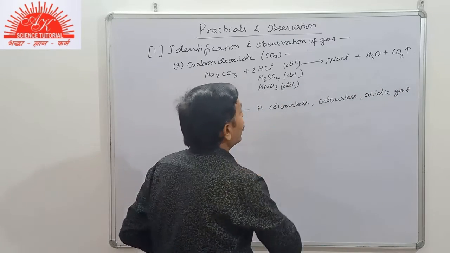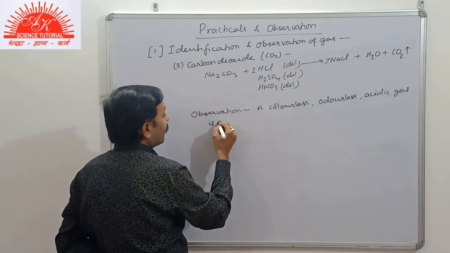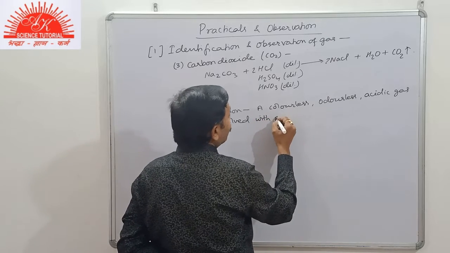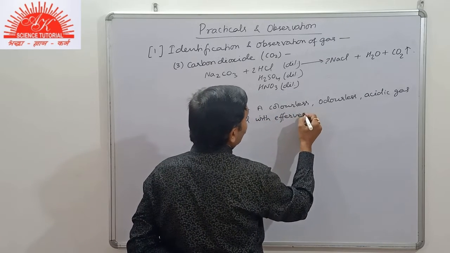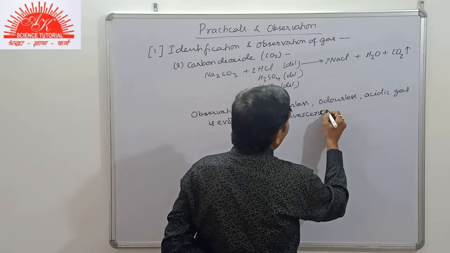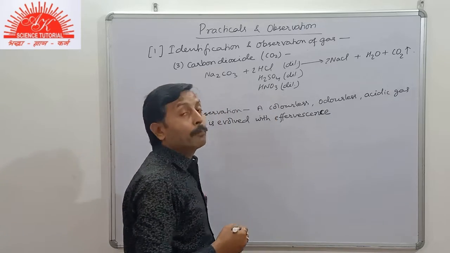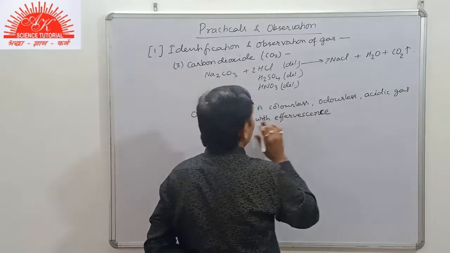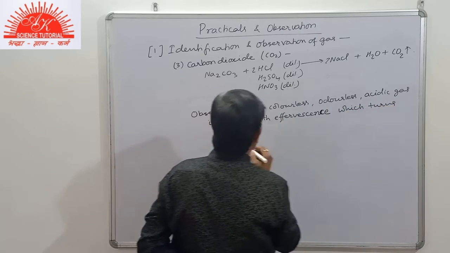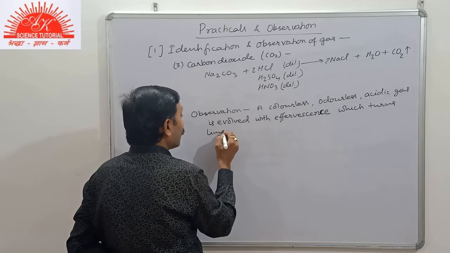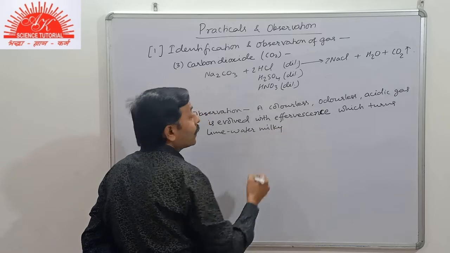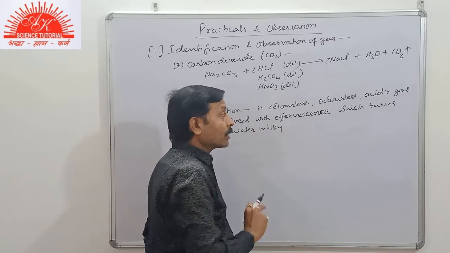So, acidic gas is evolved with effervescence. Effervescence means boiling or rapid bubbling. Effervescence, which turns lime water milky or turbid. This is the test for CO2.